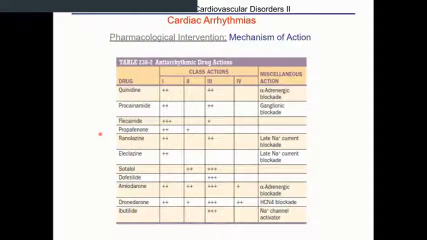So let's pause for a few moments here, before we go to the next part of the lecture, which is heart failure.